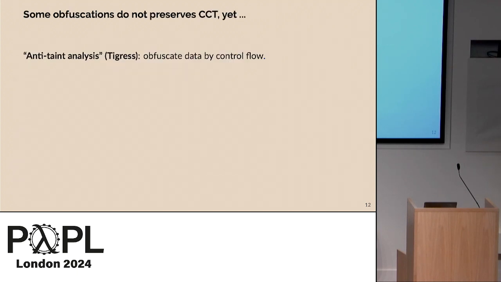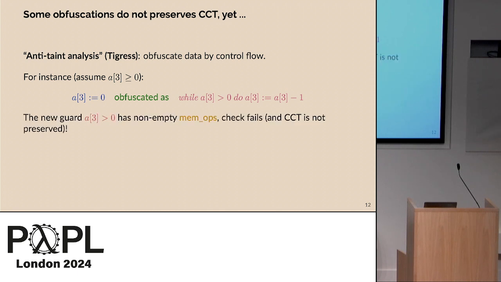But, of course, more complex obfuscations do not preserve CCT. For instance, we have this anti-taint analysis from Tigress, which is an obfuscating source-to-source compiler. It obfuscates the data using control flow, the example I showed you before. So this assignment here, an array in position 3 is assigned to 0, is obfuscated as this while loop. And this new guard here has a non-empty memop. Since this is not empty, the check fails, and so CCT might not be preserved.